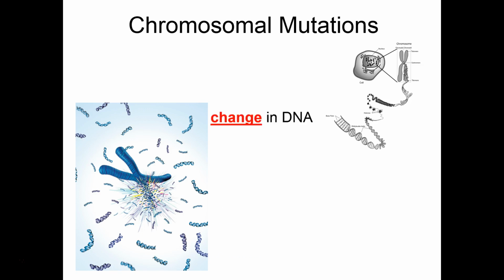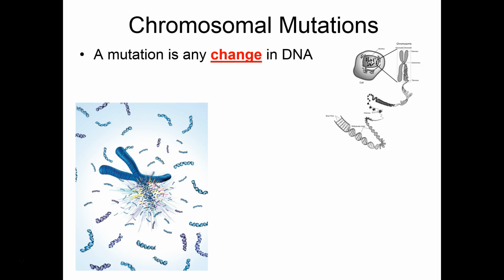So for chromosomal mutations, it's a change in DNA. A mutation can happen at the nitrogen base level, so you could substitute out an A for a G, or it can happen at the chromosomal level, which is what we're talking about today. So it's a little bit larger sections of DNA that we're talking about mutating today.